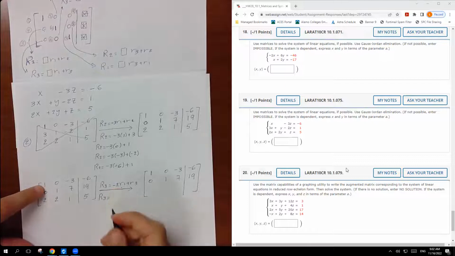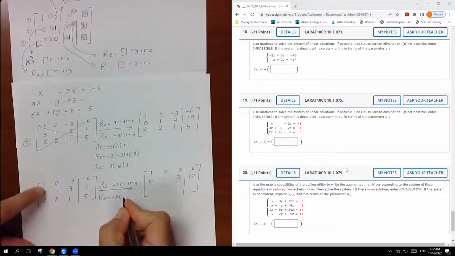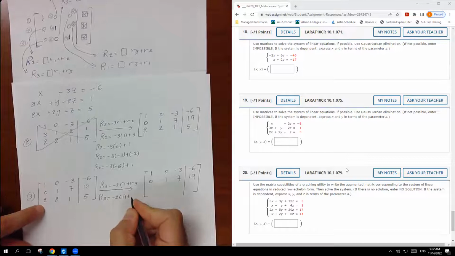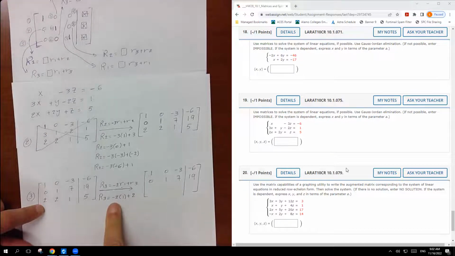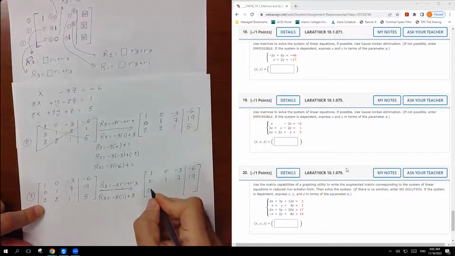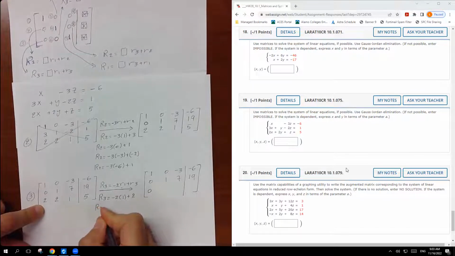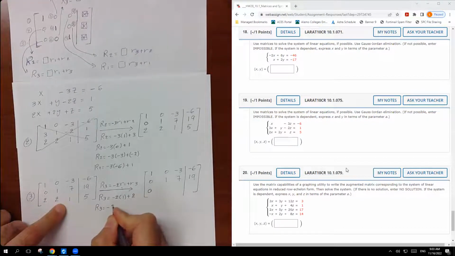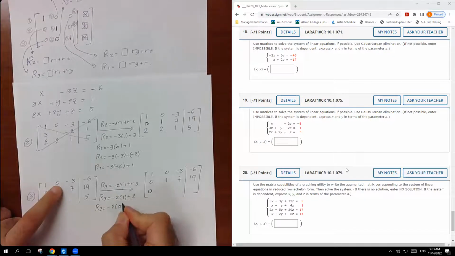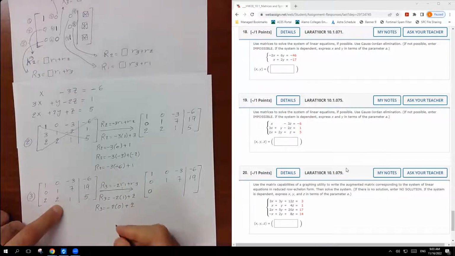-2 times R1, which is 1, plus R3, which is 2. So -2 times 1 is going to be -2, plus 2 is going to be 0. Let's go to the second element. -2 times R1, which is 0, plus R3, which is 2. So -2 times 0 is going to be 0 plus 2. So this is still 2.